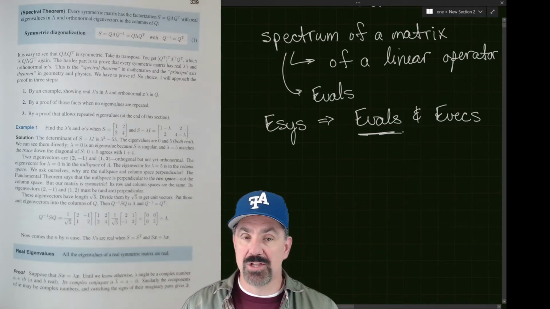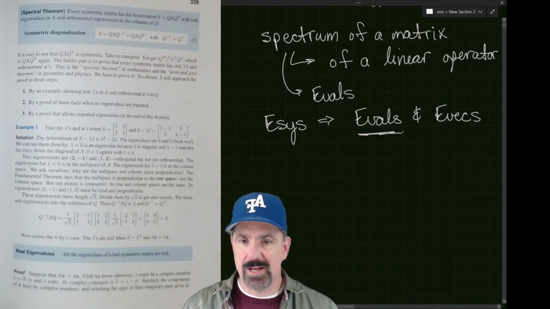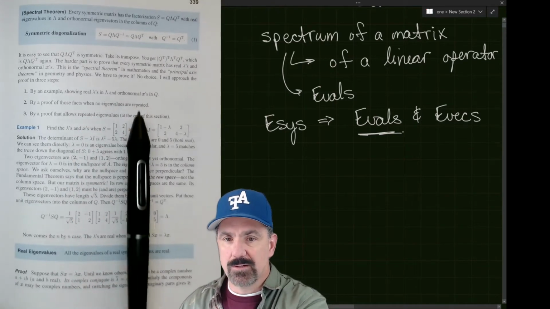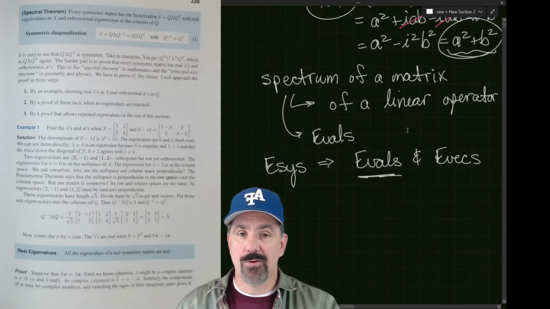And that's just called the spectrum of a matrix. So he talks about that, and then he makes this comment right about here, which says, look, we have to prove this, right? This is so important that we have to prove it. Well, we're in Math 344, we don't have to prove anything.